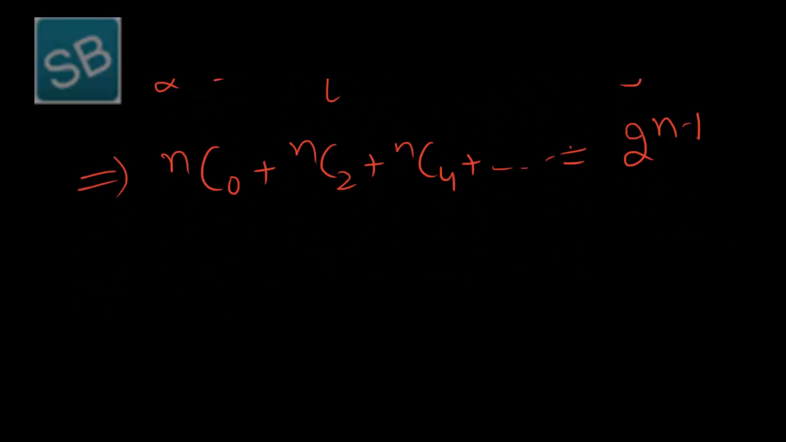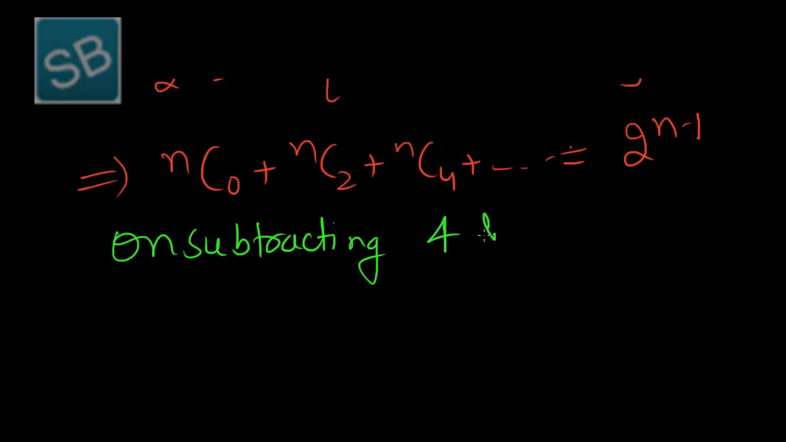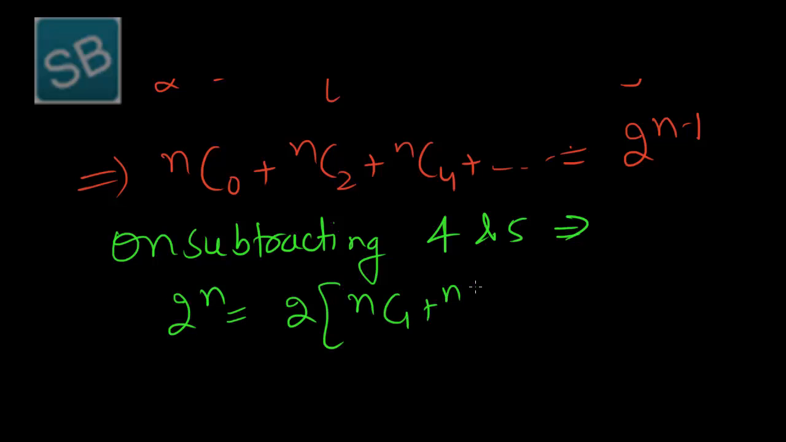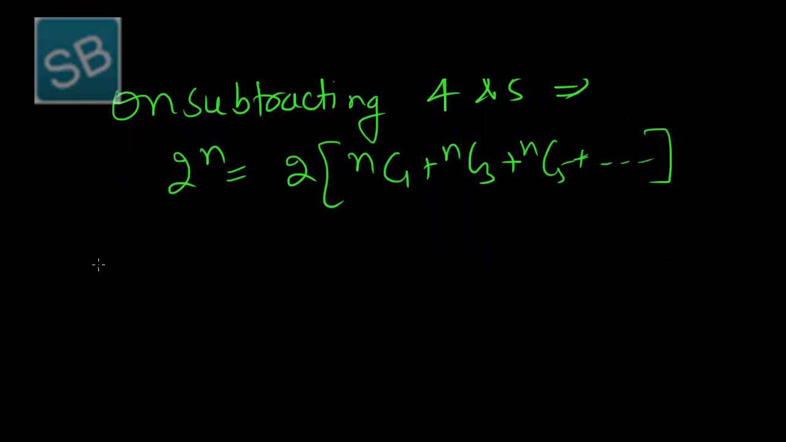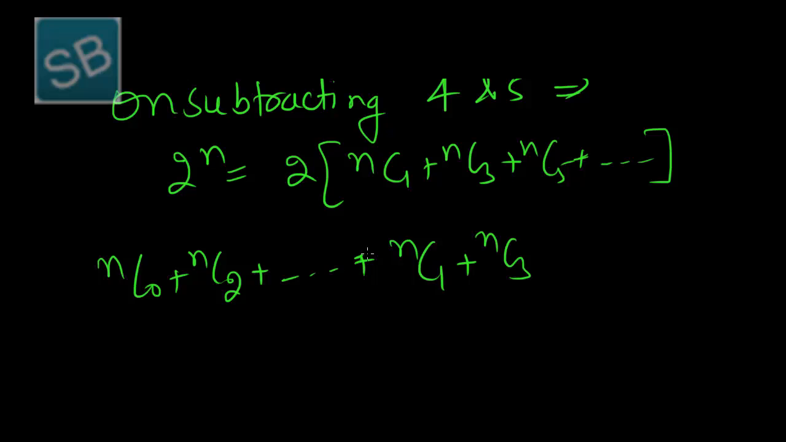And also, on subtracting 5 from 4, we will get 2^n = 2 times (nC1 + nC3 + nC5 + and so on). So we get in both cases nC0 + nC2 + and so on = nC1 + nC3 + and so on = 2^(n-1).